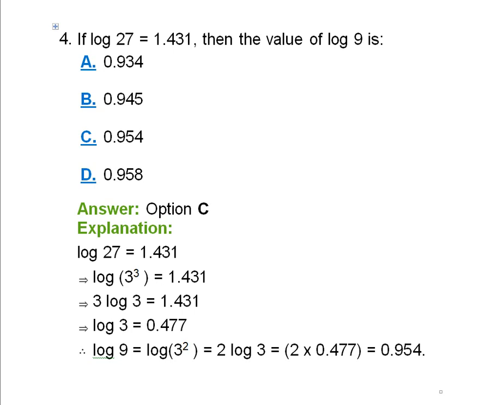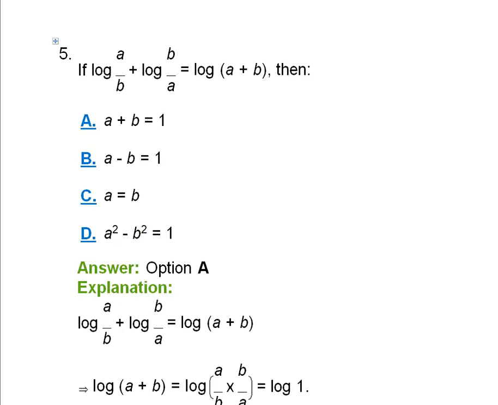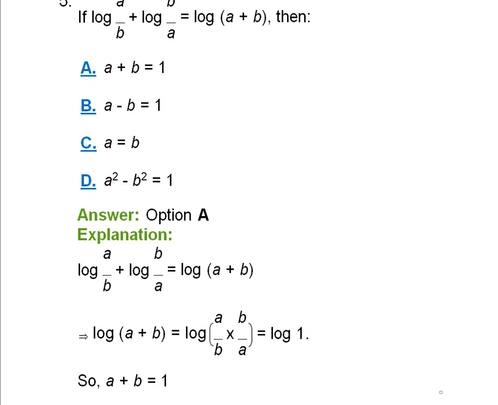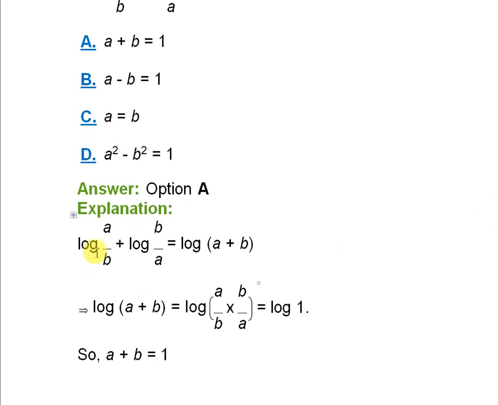If log a divided by b plus log b divided by a equals log a plus b, then, okay, so we know the statement is this. We can write it as log a plus b equals log a divided by b into b by a. So you will get these cancelled, a by a and b by b. So log a plus b equals log 1, that is a plus b equals 1. That means the answer is option a plus b equals 1.